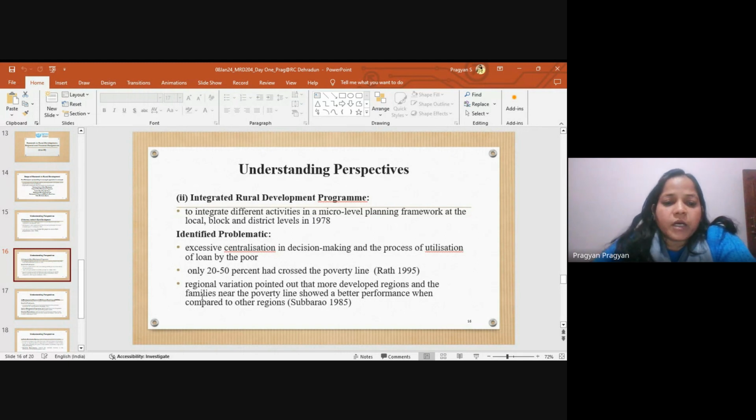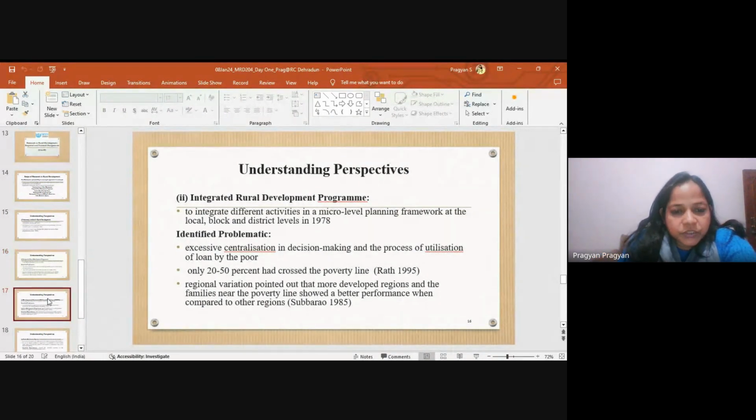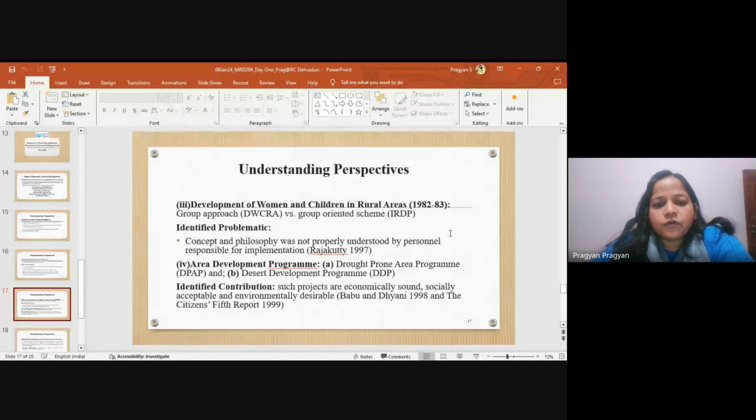But of course, there were certain problems which were identified, like they found that only 10 to 50% of the beneficiaries were able to cross the poverty line. That means it was not getting the desired results. That means there was something wrong. Something was not going very well with that particular program, so it was again evaluated. So this is the kind of evolution.